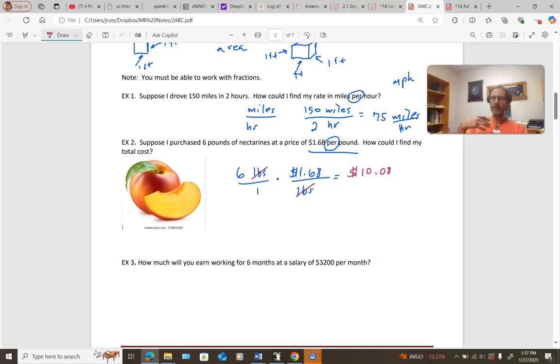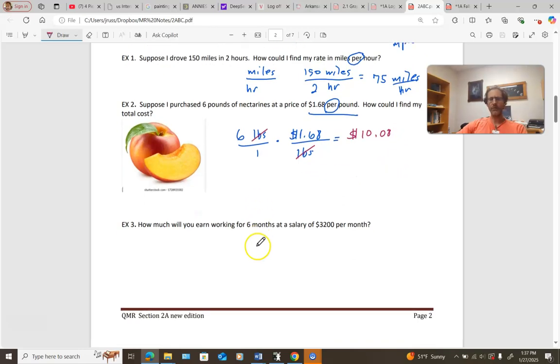So the nice thing about setting these up this way using a conversion factor is that the units that you no longer want will divide out, and then the unit that you want to have left will be left over. So see, it says, how could I find the total cost? Well, it's right here. It's $10.08.